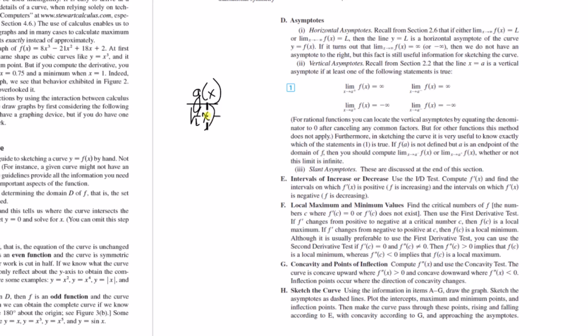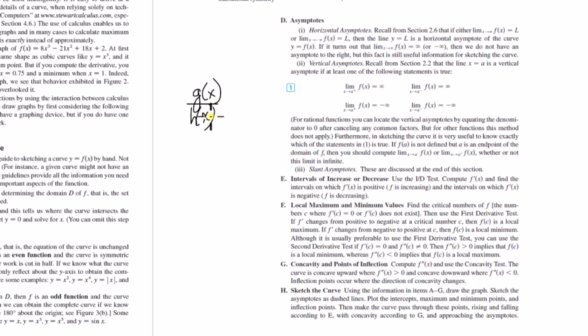But as I mentioned, in the next section we're going to talk about L'Hopital's rule. Just because you're dividing by 0, if the x values that make h of x 0 are the same x values that make g of x 0, then that's not necessarily a vertical asymptote. But in general, for the most part, if you're dividing by 0 and you've got something non-zero in the numerator, that's a vertical asymptote.